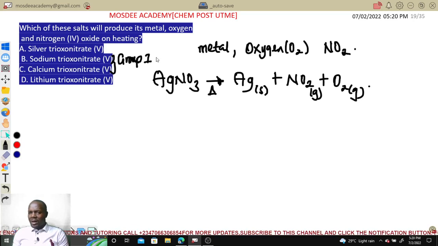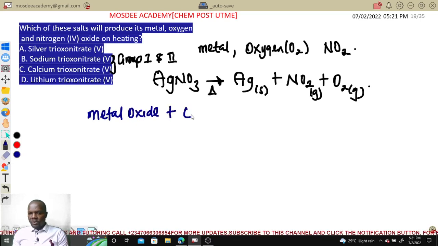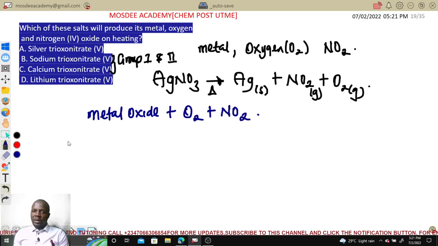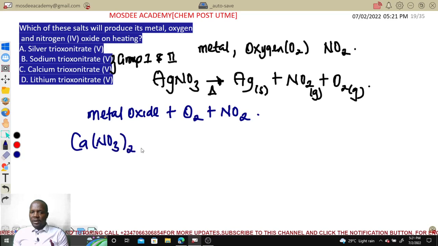Group 1 and group 2. Nitrates of group 1 and group 2 will always yield metal oxide plus oxygen plus NO2. So that is what they do. Look at this now: calcium nitrate, Ca(NO3)2. Calcium nitrate will give you calcium oxide plus NO2 plus O2.